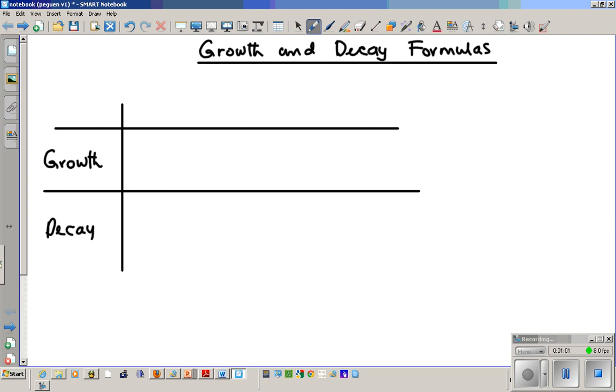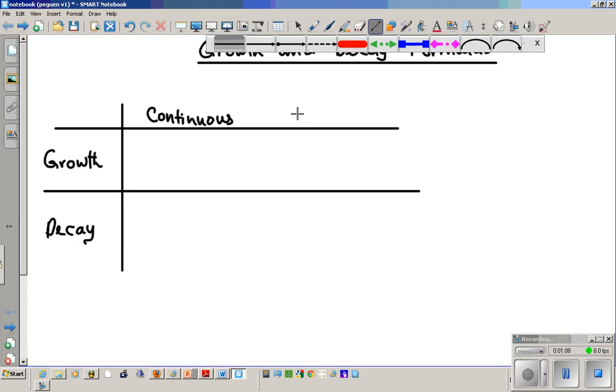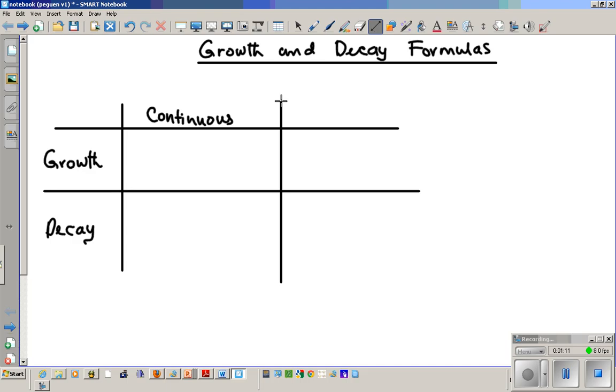Growth and decay can either be continuous, or it could be discrete. Okay? So what are the formulas for continuous and discrete growth and decay? If it's continuous for growth, you can have y equals a e to the kt, or y equals a e to the rt.